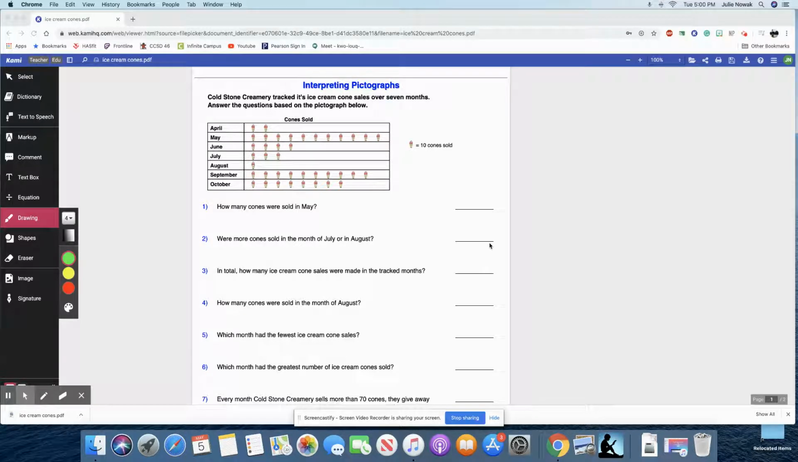Today, we're going to talk about interpreting pictographs. And you can tell by the word pictographs, the picto part indicates that we're going to be using pictures to make a graph. So let's get familiar with the graph first.